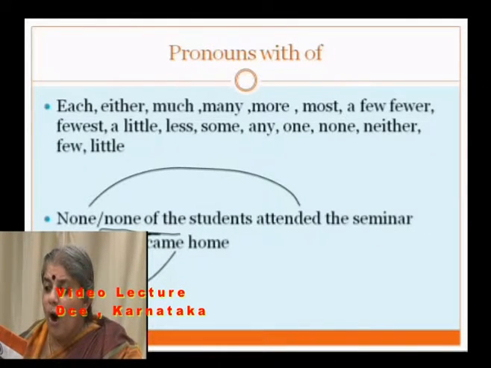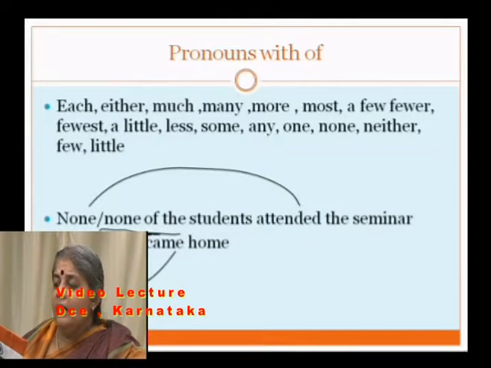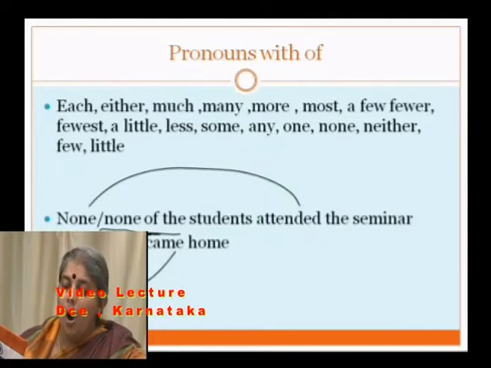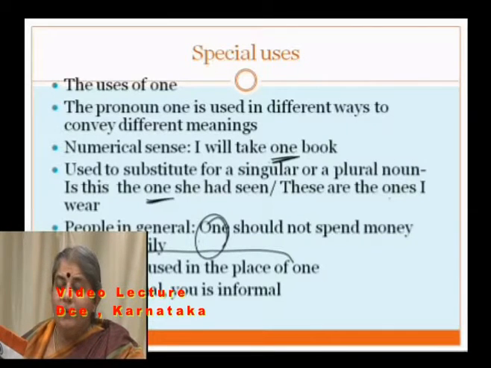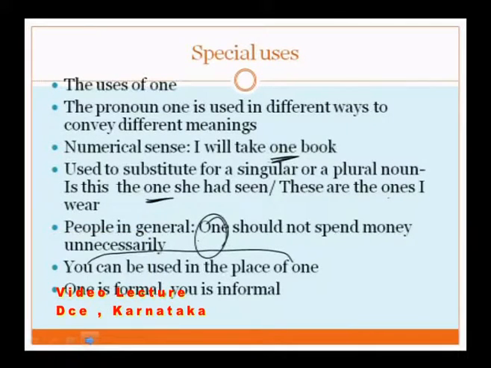Pronouns with of. None of us attended the seminar, or none attended the seminar. All came home. All of us came home. I have given you the list of pronouns that could come with of. Then we went on to understand the special uses of one. It is used in the numerical sense. I will take one book.